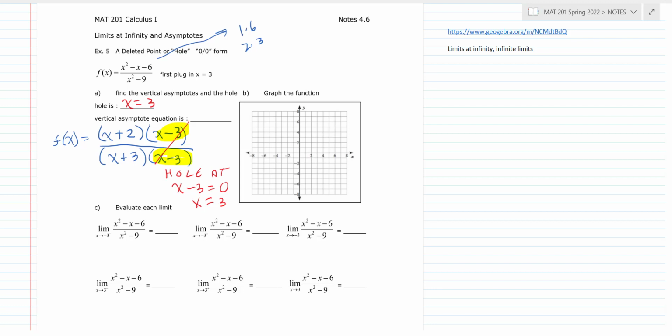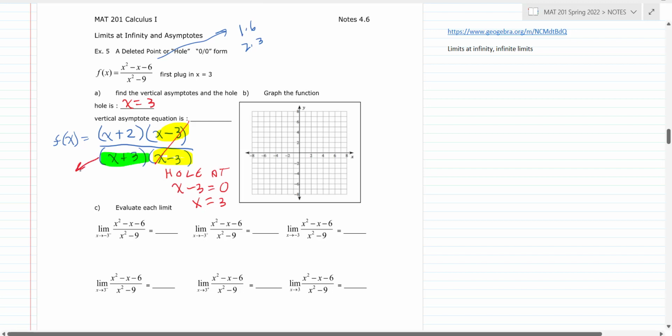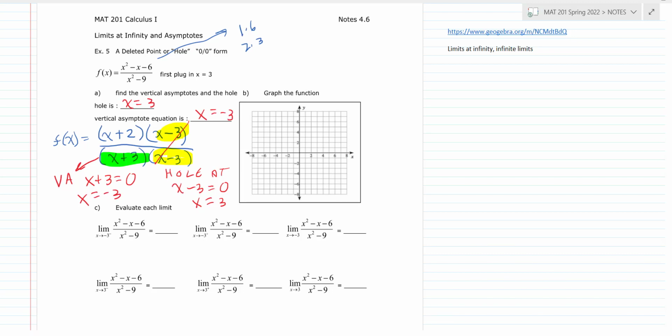The one that's left over is your vertical asymptote, found by thinking of this equation. So your vertical asymptote is x equals negative 3. That's how we start the problem: figure out where the hole is, and then figure out where the vertical asymptote is. The one that cancels is the hole. The one that's left over is the vertical asymptote.